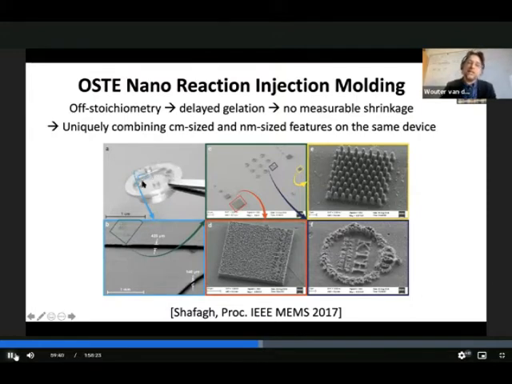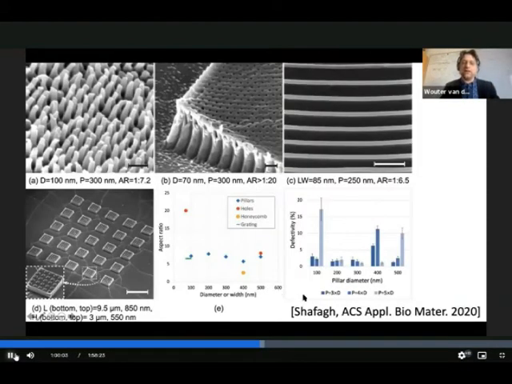You can also structure not only on the macro scale. So this is a 1 centimeter structure, but we can zoom in and zoom in and zoom further in. And so you can see in this structure, besides the big structure, we also have nanostructures down to sizes of 100, 200 nanometer. So you can combine macro structures, microstructures and nanostructures in a single molding step. This is unique.